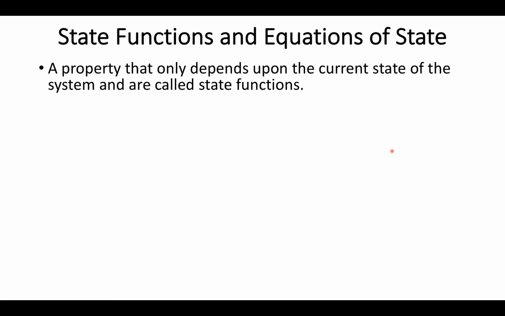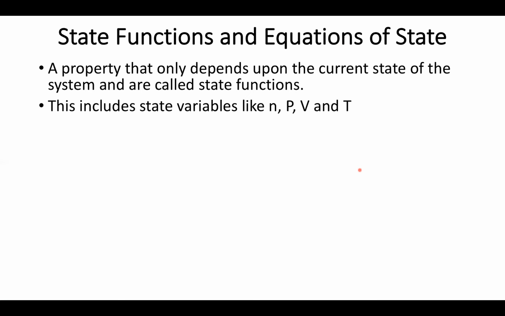A good place to start is state functions, which is just a complicated way of talking about a property that defines the current state of a system. These include classic state variables such as the amount of substance, so the number of moles, the pressure of the system, the volume of the system, and the temperature of the system. These four are great and classic variables simply because I can go out there and measure them, and if I know a subset of these, I can perfectly define the system I'm looking at.